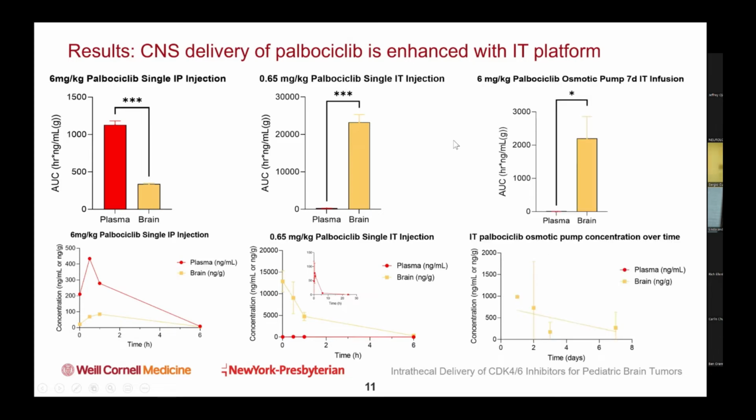So this last set of graphs corresponds to what we're able to achieve with a chronic 7-day intrathecal infusion using our osmotic pumps. And again, what we see here is much higher levels of palbociclib in the brain relative to the plasma. And then we're able to sustain this now on the order of several days, as opposed to an order of several hours, which we were finding with a single injection.